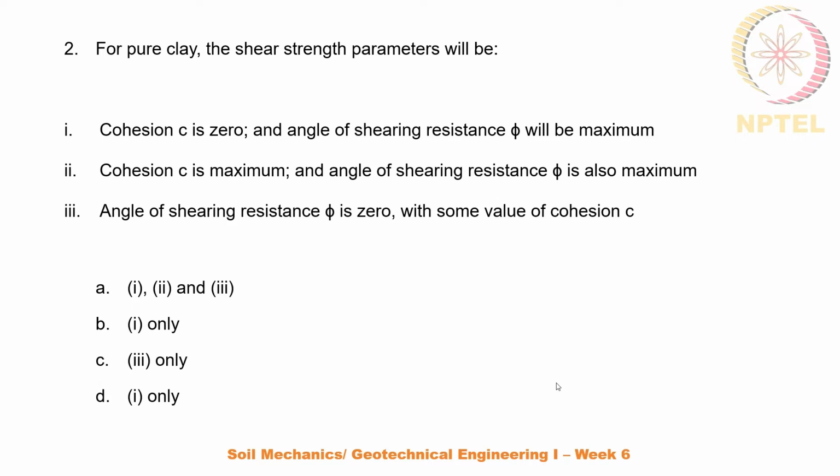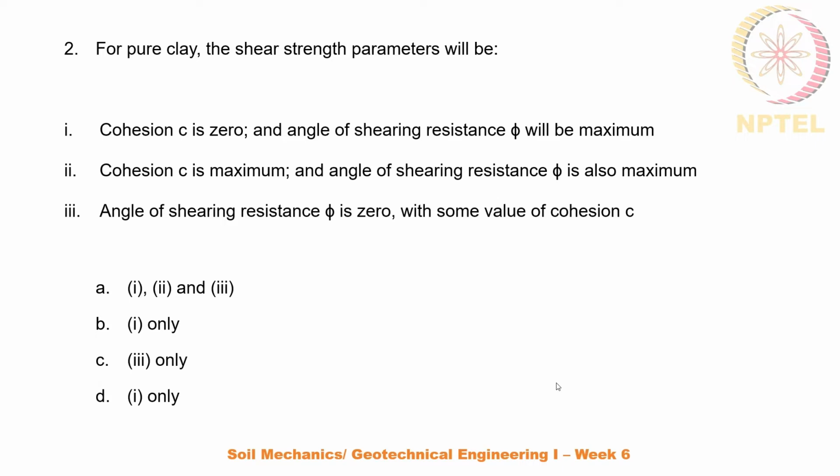So, if we check each one of the statements, the first statement says that cohesion C is 0, but the soil sample given is pure clay. We know that clay is a cohesive soil and so it will have some value of cohesion. So, cohesion C cannot be 0. So, the first statement can be ruled out. Then the second statement is cohesion C is maximum. We cannot say that cohesion C is maximum, but it does have some value of cohesion.